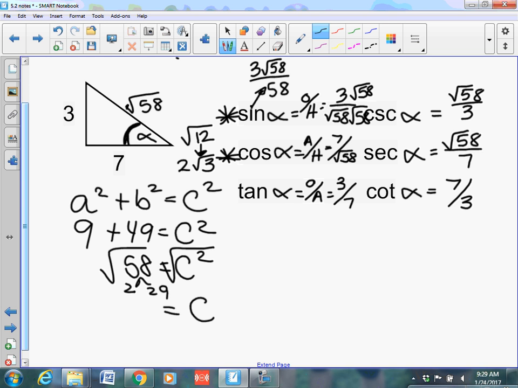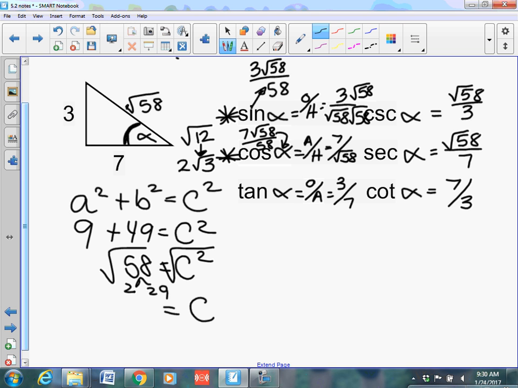Did I get rid of the radical in the denominator? Same thing with this one. I'm just going to write it down: 7 square root of 58 over 58. Final answer. Okay, do you see why I don't simplify it until I flip it?